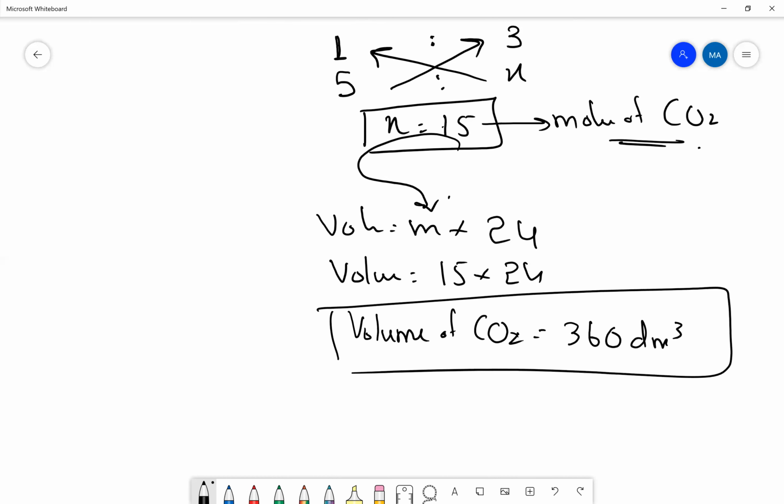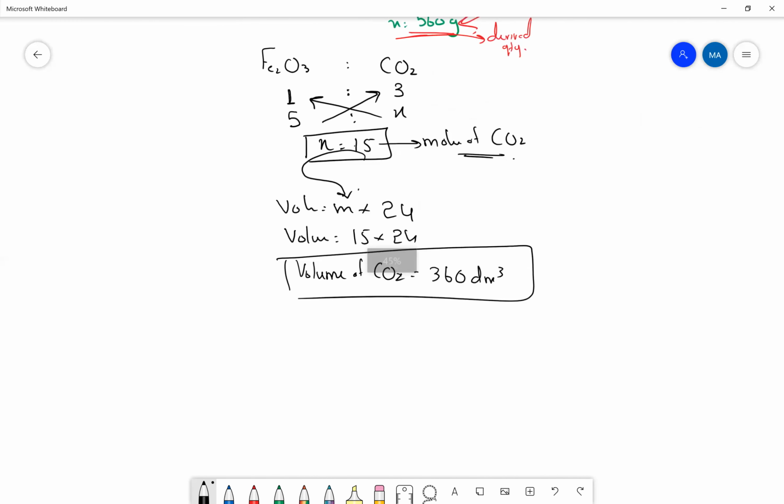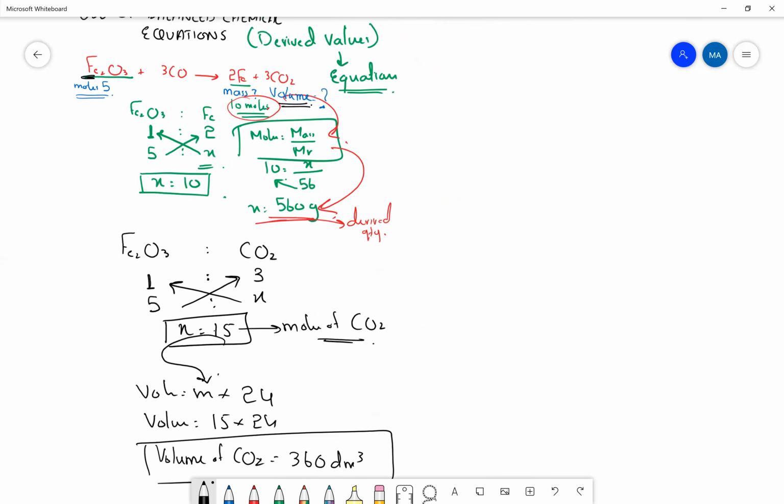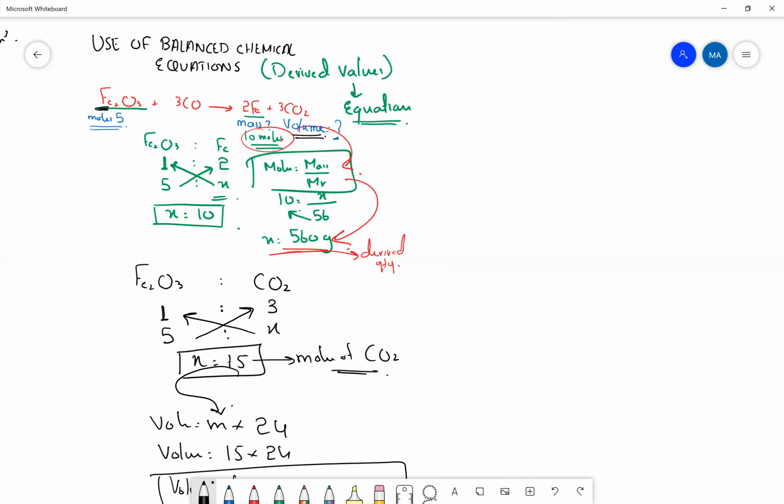I hope you're clear now. See how we've used multiple quantities through just one equation. And you just knew one physical quantity, that was the moles of Fe2O3. By using just one piece of data, we figured out the mass, we figured out the moles of Fe, we figured out the moles of carbon dioxide, the volume of carbon dioxide. See how you can use just one equation to figure out so many unknown things. This is why we say that in chemistry, balanced chemical equations can give you a lot of valuable information. And this is very important. All right.